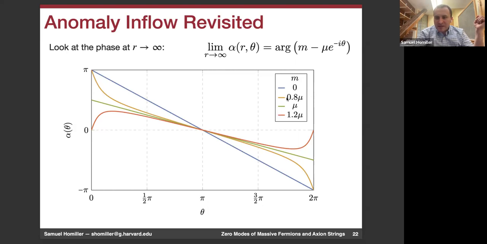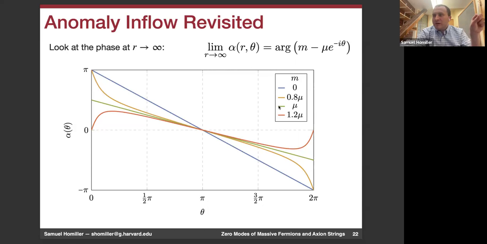Now, as I add that mass, I turn it on. I can crank up the value of m, and I still have this orange curve here that interpolates. You see here at 0 it approaches plus pi, at 2 pi it approaches minus pi on the opposite side. So it's still multi-valued, and so I still expect to have the fermion zero modes.